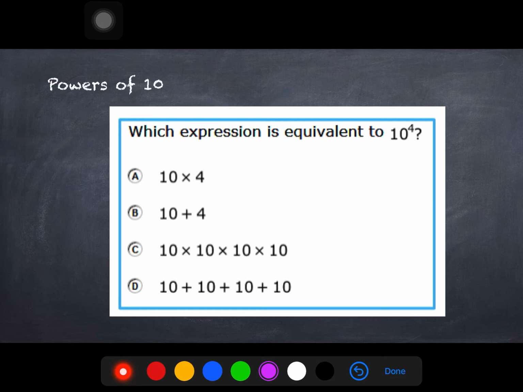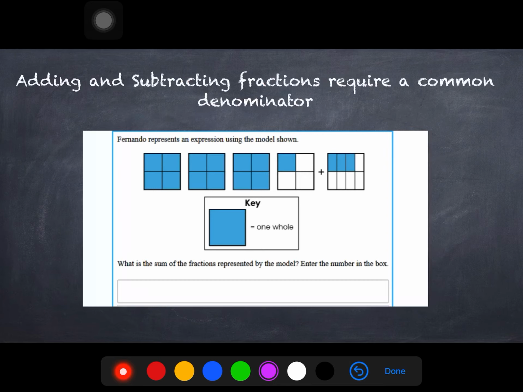Excellent. How about this? Which expression is equivalent to 10 to the 4th power? Yes, that would be a 10 with 4 zeros. A 1 with 4 zeros. It's 10,000. Nice.